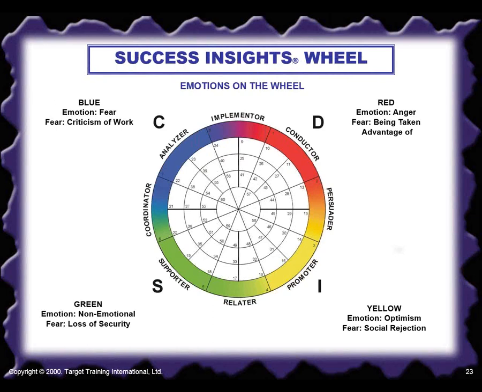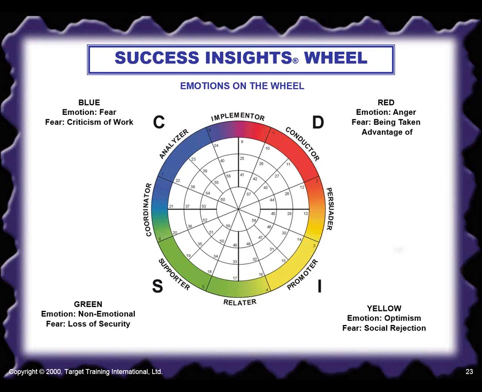So let's use colors here. The D, the color is red, anger. Their fear is being taken advantage of. So if they feel they're going to be out of control, they hate it. You want to make sure that they feel totally in control, and that they're not going to be taken advantage of in that conversation.